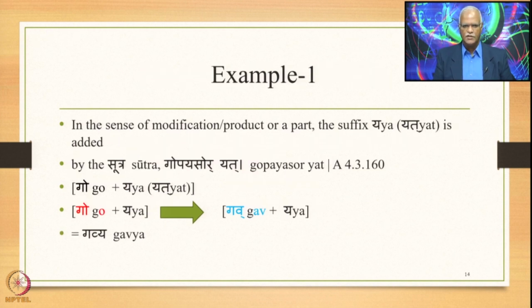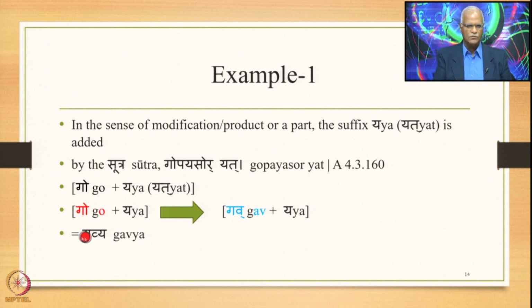The first example is of the word gavya, and this is derived in the following way. In the sense of modification or product, vikara or avayava or a part, the suffix ya, originally stated as yat in the Ashtadhyayi, is added to the words go and payas by the sutra go payasor yat 4.3.160. And so the derivation would go like this.